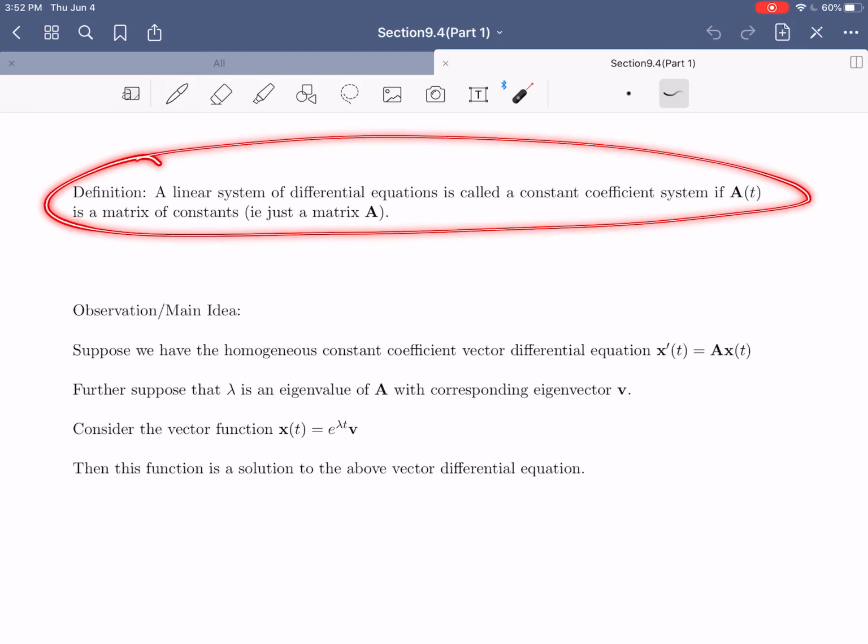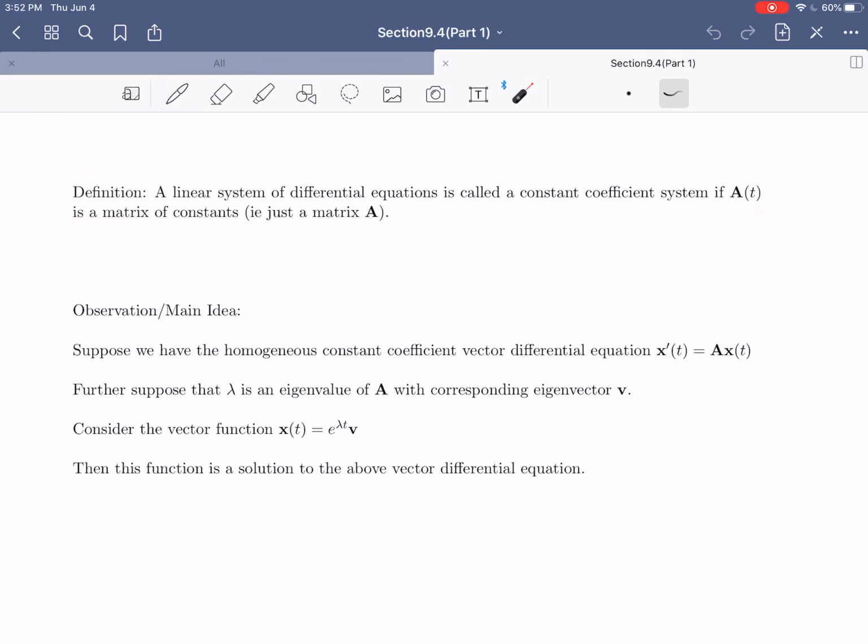This definition says a linear system of differential equations is called a constant coefficient system if that A of t is actually a matrix of constants. So instead of being a function of t, you could just call it a matrix A. In other words, when we have a vector differential equation, if that A of t is just a set of constants, so just a normal matrix A rather than a matrix of functions, then we would call it a constant coefficient system.